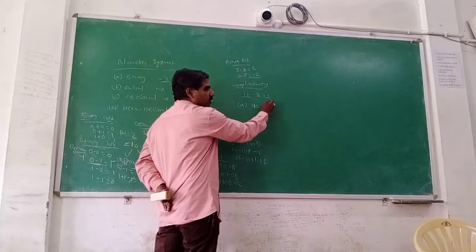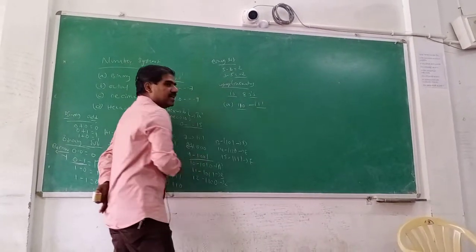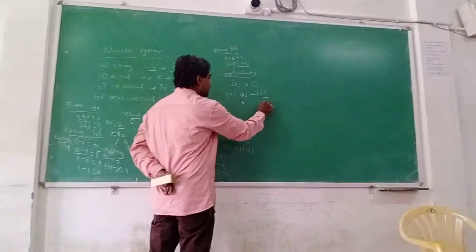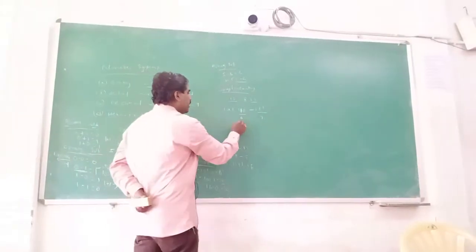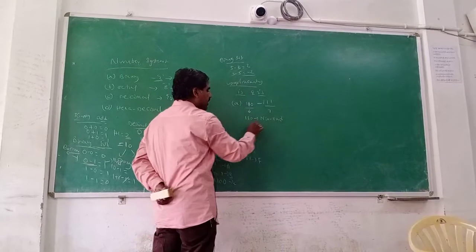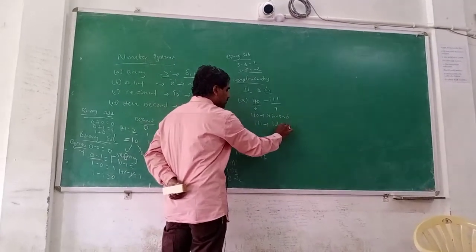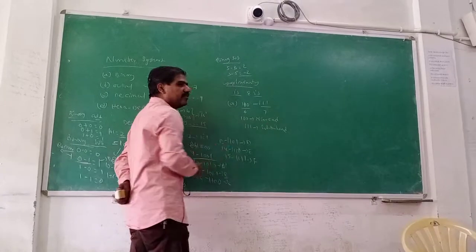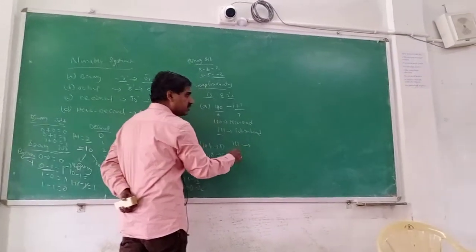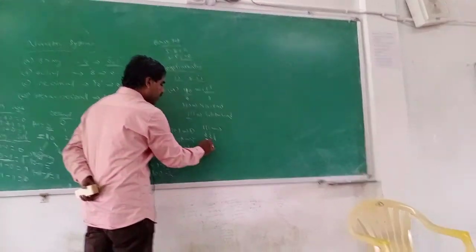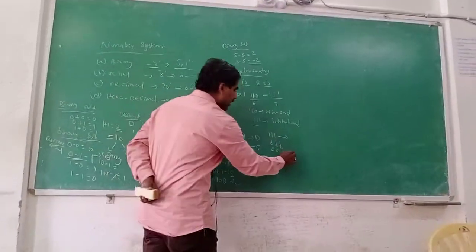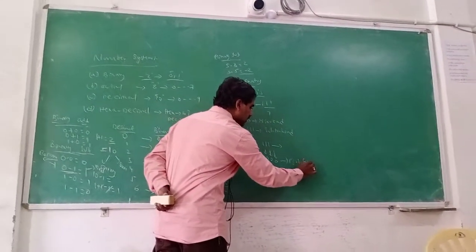Subtract 110 minus 111. We have to subtract 6 minus 7. This is 6, this is 7 in terms of decimal. First we take 110 as minuend, 111 as subtrahend. In one's complement we have a rule: replace 1 with 0 and 0 with 1. This is the one's complement of the subtrahend.